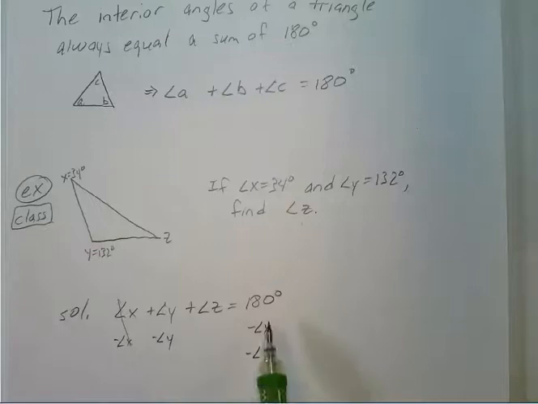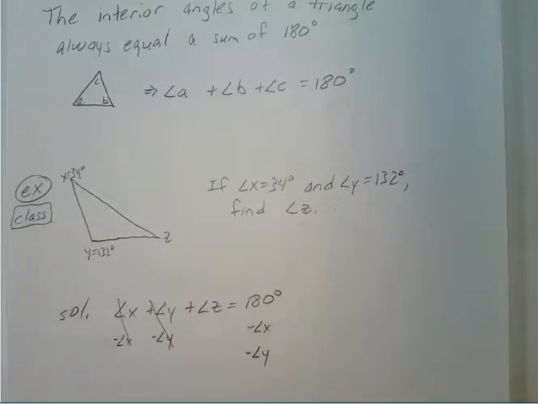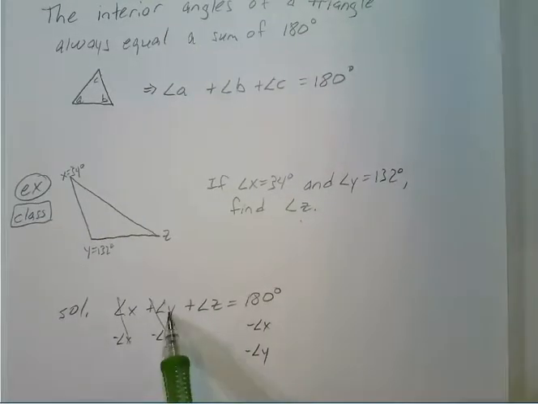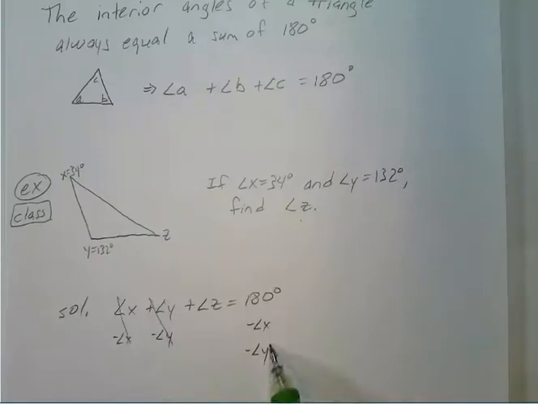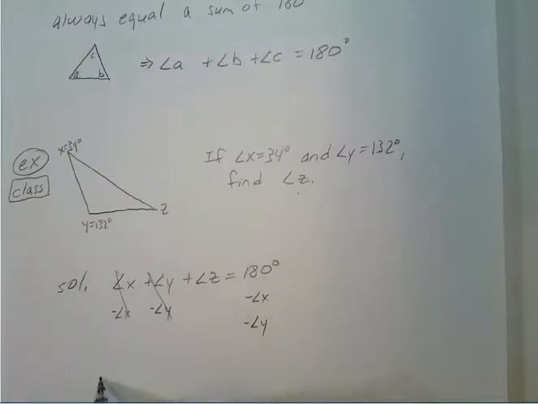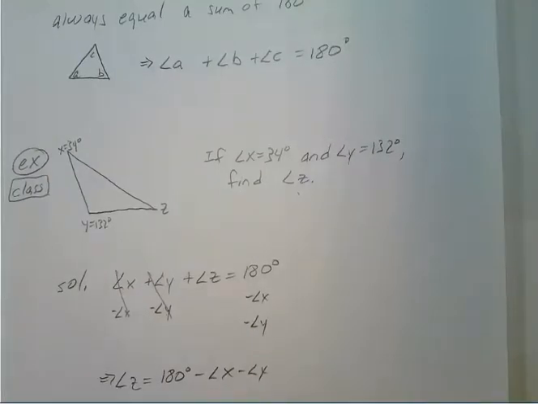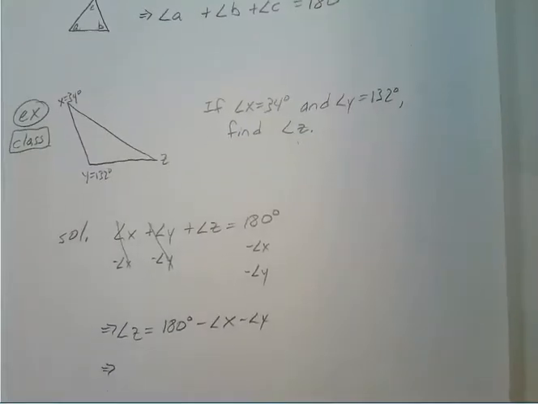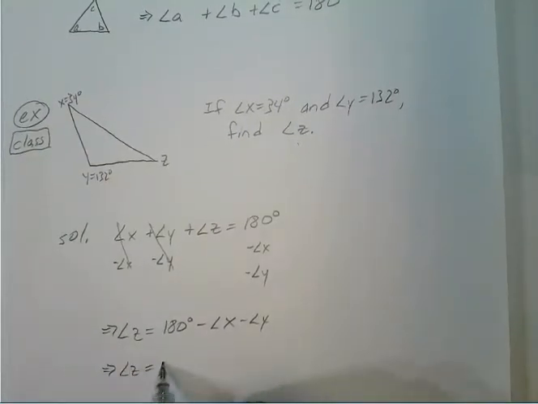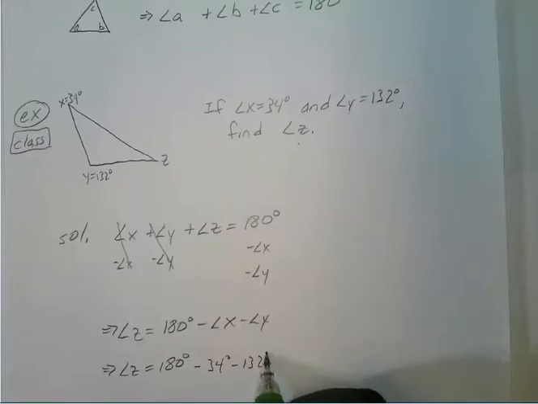Whatever angle Y is, well, 132 degrees, we know what it is. So angle Y minus angle Y is 0. So it's just like saying 132 degrees minus 132 degrees. So we do that on both sides. So that leaves us with angle Z equals 180 degrees minus angle X minus angle Y. Okay, so that means that, move that up. Angle Z is equal to 180 degrees minus 34 degrees minus 132 degrees.